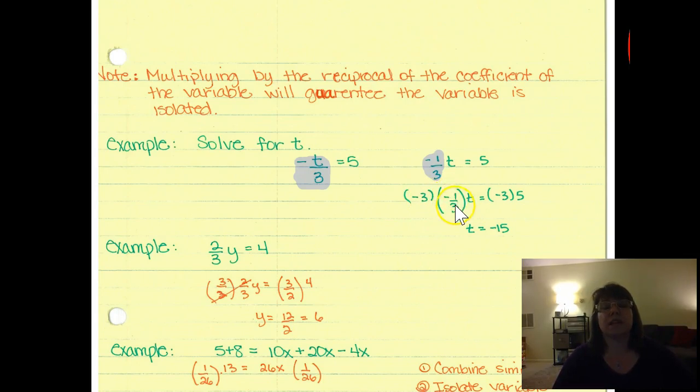Negative 3 times negative 1/3 will be a 1. But remember, what we do to one side of the equation, we need to do to the other side. So we need to multiply the right-hand side by negative 3 as well. So our final solution is t equals negative 15.